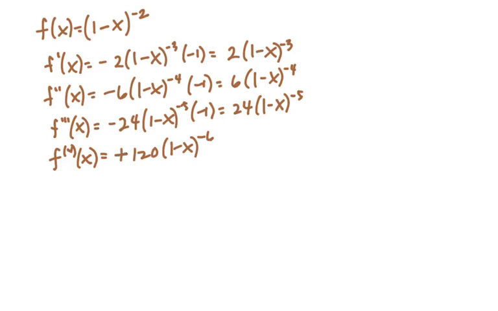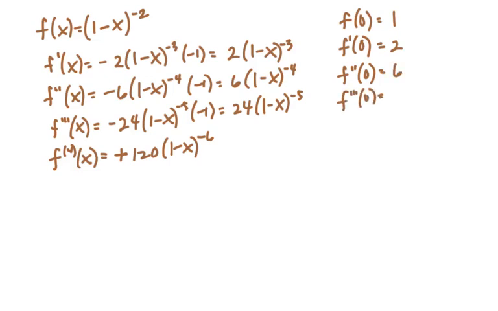Now, it's a Maclaurin series, so that means we're looking at f of 0. So f of 0, in this case, would be 1 over 1, which is 1. And then f prime of 0 would be 2 over 1, which is 2. And the second derivative at 0 is 6 over 1, which is 6. And the third derivative would be 24. And the fourth derivative at 0 would be 120.